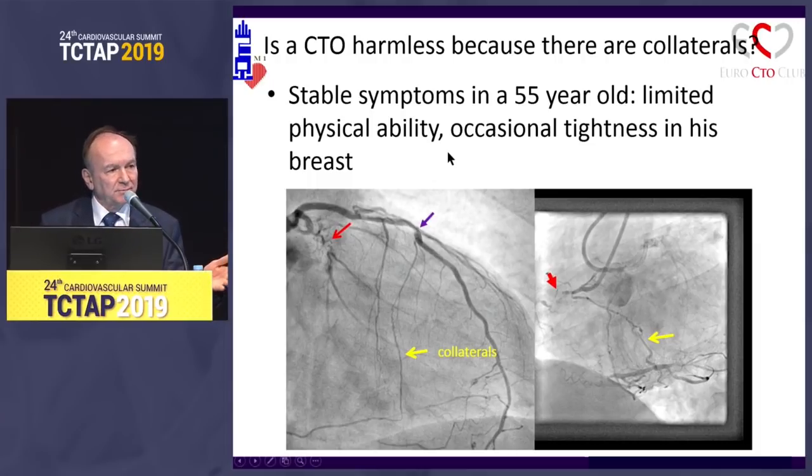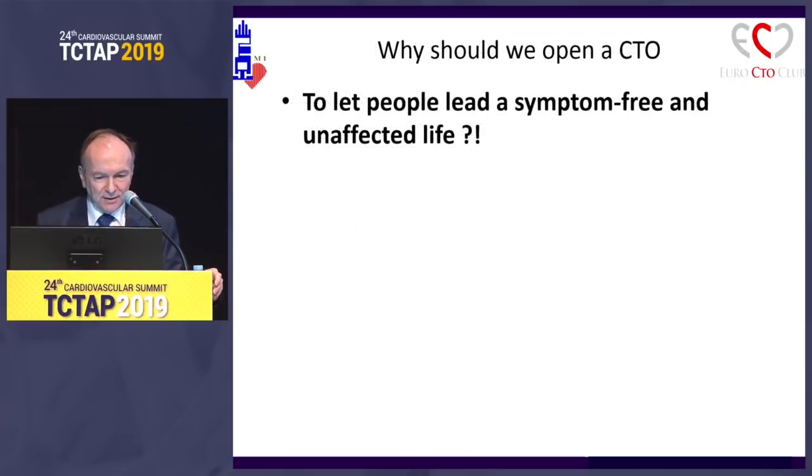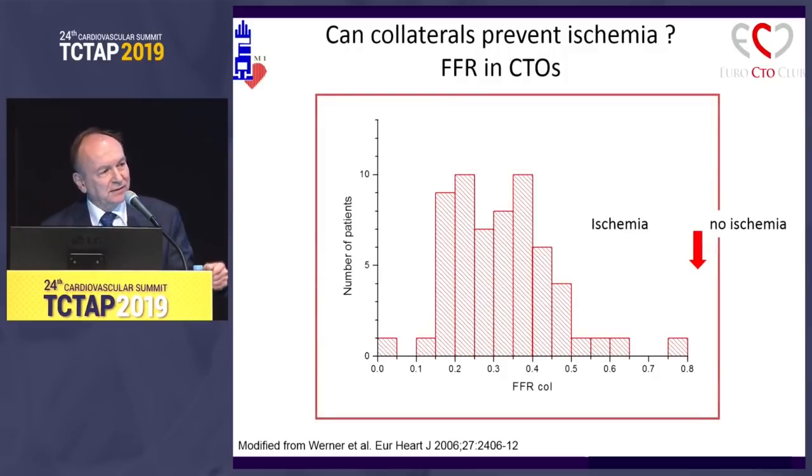Now we often find patients with very good normal function and some atypical symptoms. This guy, for example, he was a soccer player and he had limited physical ability, who moved from the outfield to become goalkeeper. And the reason was he had a lot of CTOs, as you see here. So what we want to do for this patient is to let him lead a symptom-free and unaffected life, get him back on the field.